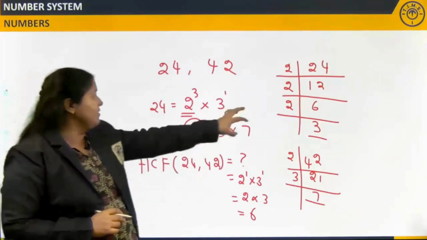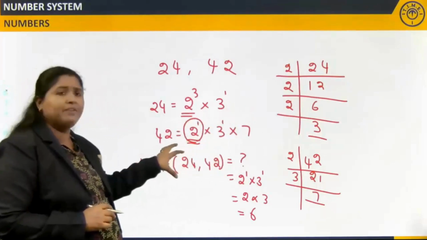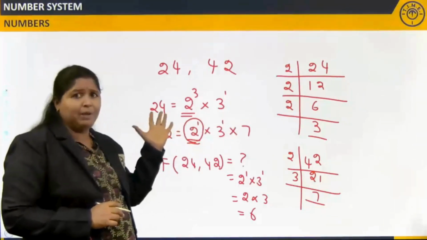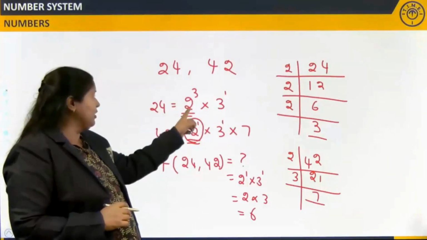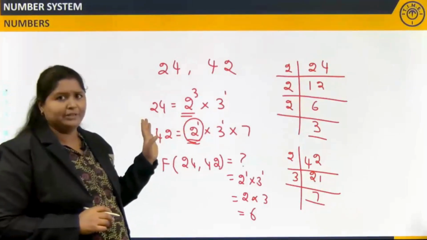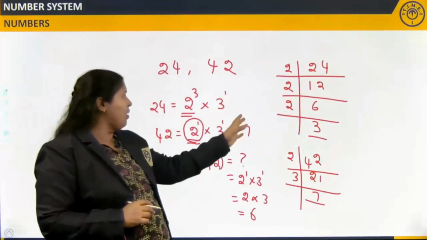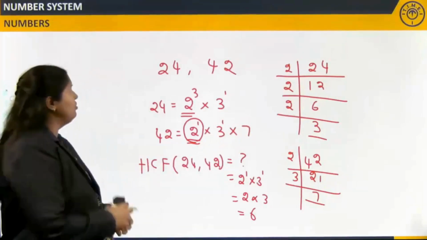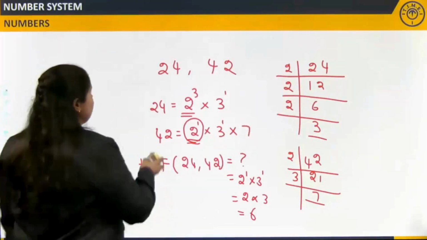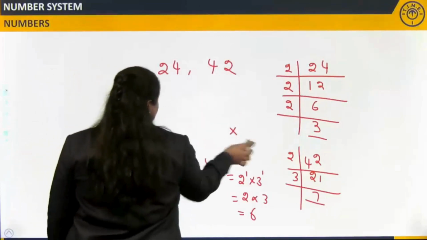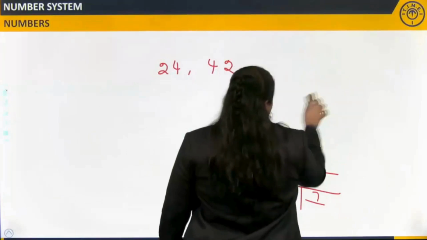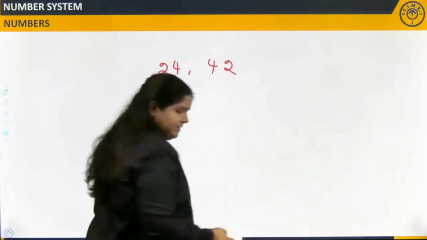Very easy, right? We are just finding the prime factorization of each number, and then we are comparing every prime factor here, and we take only the least exponent. And if that is not common, we will completely ignore it, like we ignored 7 here. Now, how to do the same problem using the division method, we will see. Using the division method, how to find the HCF.